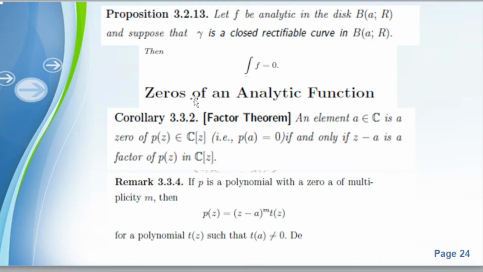So next we have a definition of what is a zero of an analytic function. An element a belongs to C is a zero of p(z) if and only if z minus a is a factor of p(z) in C[z]. If p is a polynomial with a zero a of multiplicity m, then p(z) is equal to (z minus a) raised to m into t(z), where t(z) is a polynomial such that t(a) is not equal to 0.